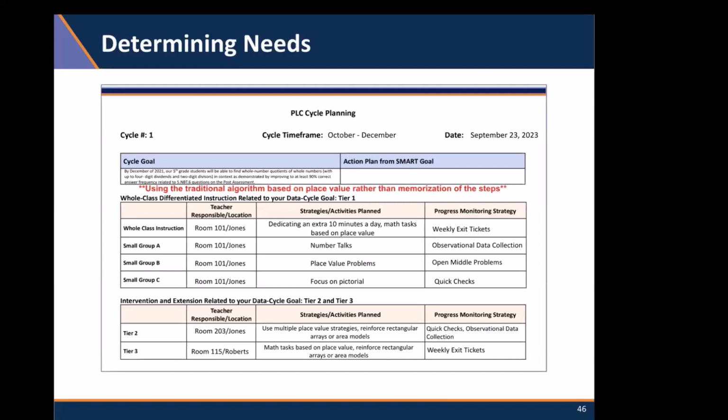Who is responsible for this whole class instruction, the teacher, the location, and how are we going to progress monitor how our students are doing with this goal? Maybe we give a weekly exit ticket, a check-in now and then. Maybe we're taking some classroom discussion data and things like that.